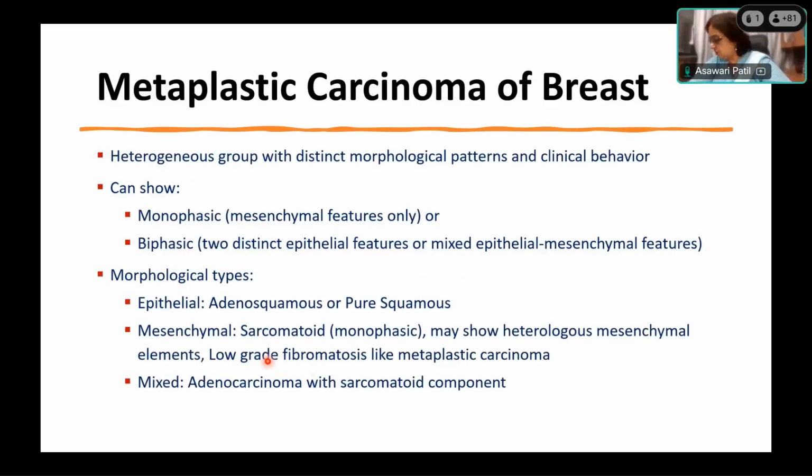Now, whatever we saw today, this case, what type of metaplastic is it? Where does it fit? Biphasic and mixed. It has an adenocarcinoma component. It has a mesenchymal component in the form of osteoid and all, and plus it has some squamous component also, right? It can be a mixture of anything. So this is how metaplastic carcinoma can look.